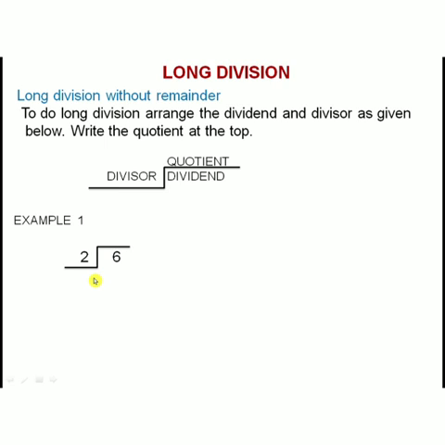What do we need to find out here? We need to find the quotient. When does 6 come in the 2 table? 2 3s are 6. Now we subtract 6 minus 6. 6 minus 6 is 0. Here 3 is quotient, 2 is divisor, 6 is dividend. And we get the answer 3.